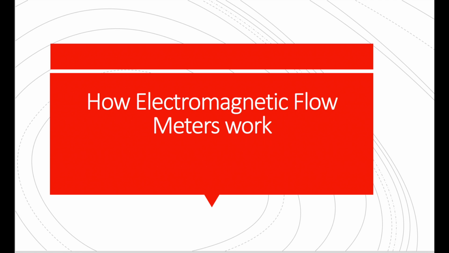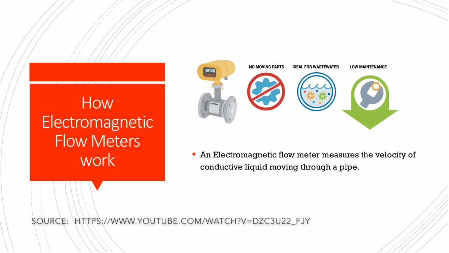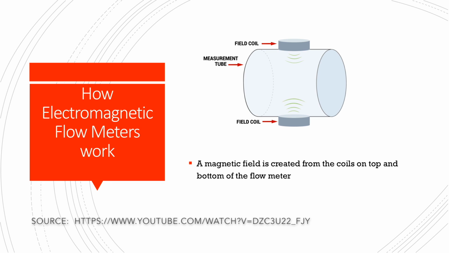Now we're going to explain how electromagnetic flow meters work. An electromagnetic flow meter measures the velocity of a conductive liquid moving through a pipe. This type of flow meter has no moving parts, making it very low maintenance and ideal for wastewater systems. A magnetic field is created from the coils on the top and the bottom of the flow meter across the pipe.